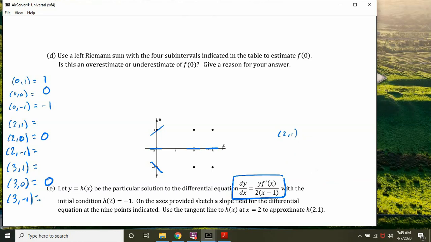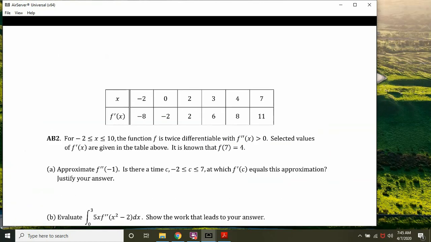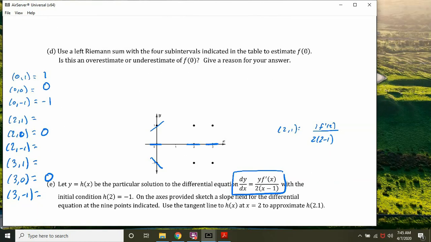(2, 1). Okay, we're going to have 1 for y, f prime of 2 for x, and 2 times 2 minus 1 down below. F prime of 2 is 2. So we get 2 up top, 4 below, which is a half. So we're going to have a slope of a half. It doesn't need to be perfect, but it should be less steep than a slope of 1.